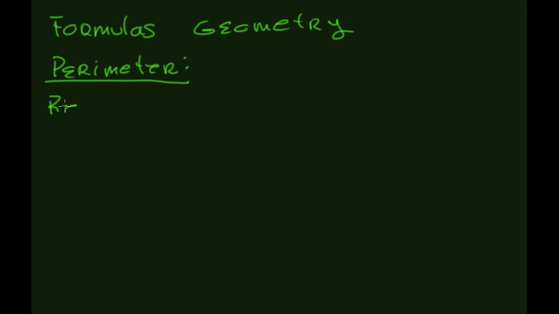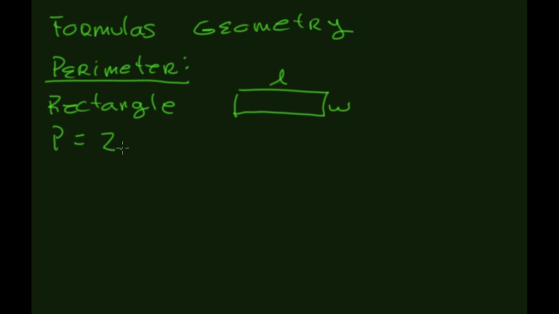The first one we get is for a rectangle. So if I have a rectangle, I tend to visualize it as having two dimensions, a length and a width. And the perimeter of a rectangle is going to be 2 times its length plus 2 times its width. Or if you want to factor out the 2, you can say it's 2 times the length plus the width. Pretty straightforward.